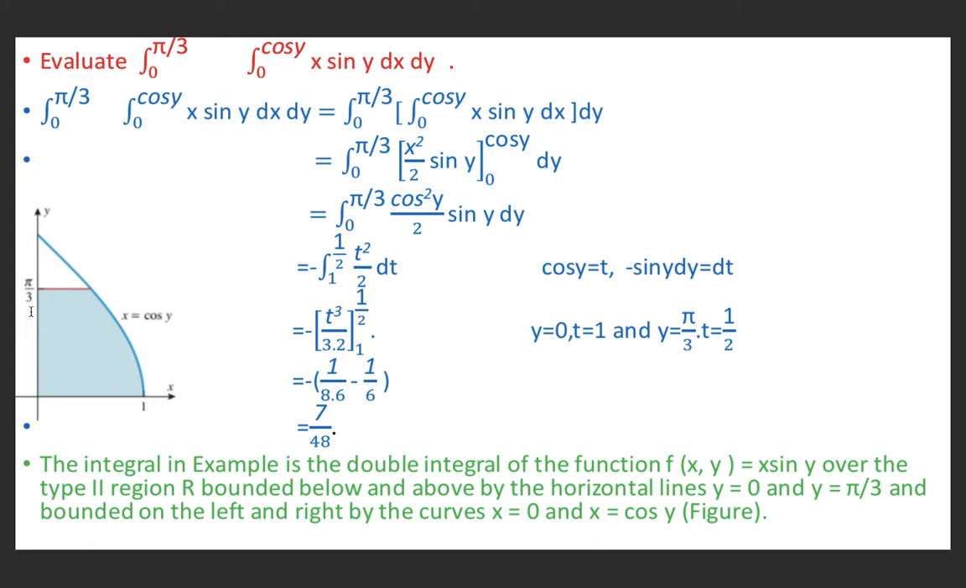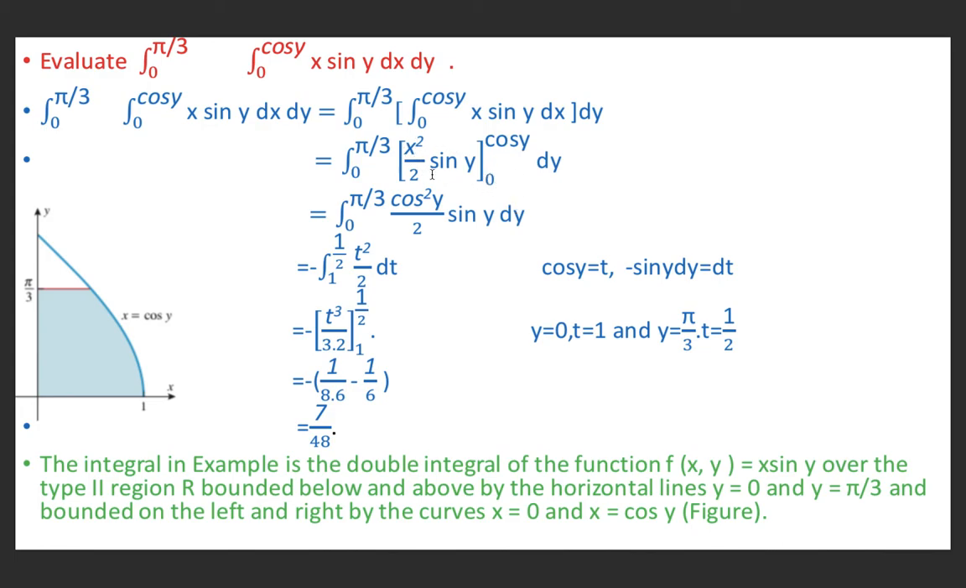So first we will evaluate the integration with respect to x. So if we integrate with respect to x, y is constant. So sin y I have written as it is. Integration of x is x square upon 2. Limits are from 0 to cos y. So if we substitute here, it is cos square y upon 2 sin y. Now we will integrate it with respect to y.